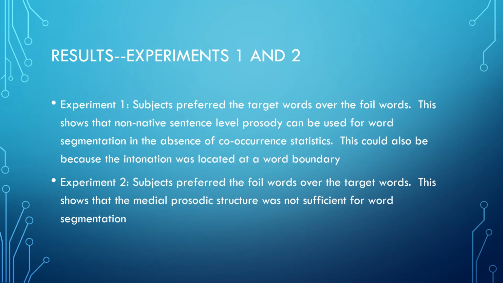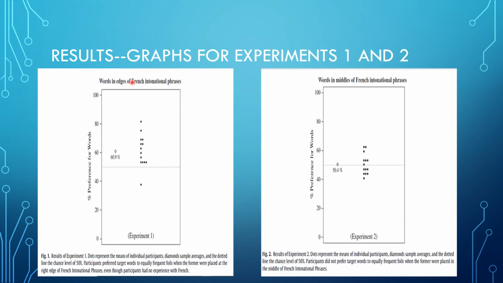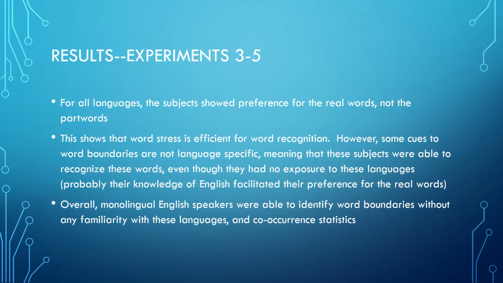So, from experiments 1 and 2, we can conclude that the medial prosodic structure was not sufficient for word segmentation, as the subject showed preference for the foil words. In other words, the target words were preferred when the intonation was located at the end of the word, which made word segmentation easier, as shown in these graphs. There is clearly a higher preference for when the intonation was at the end of the phrase as opposed to the middle of the phrase.